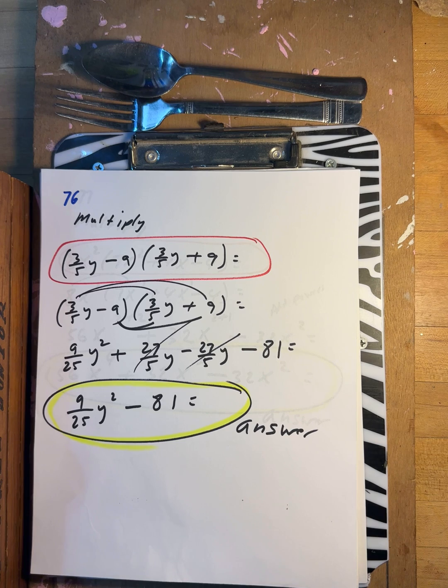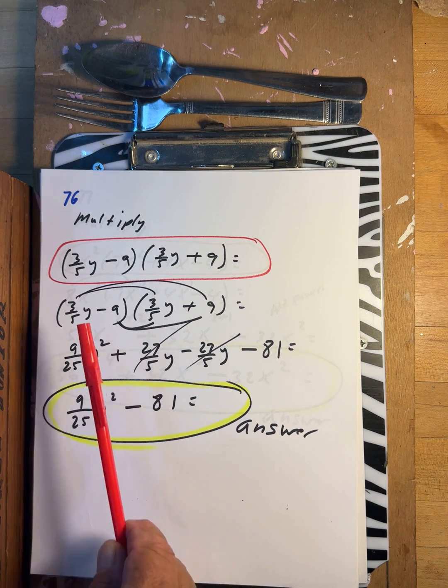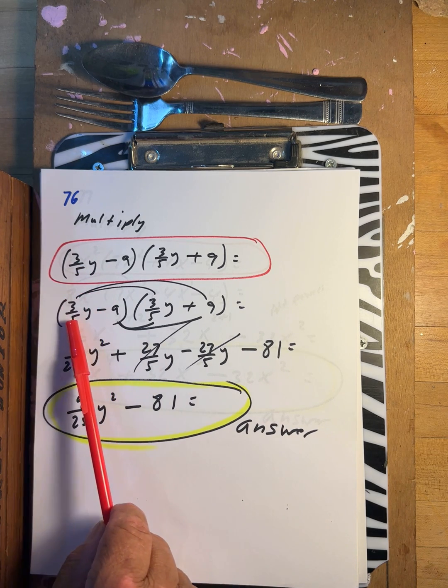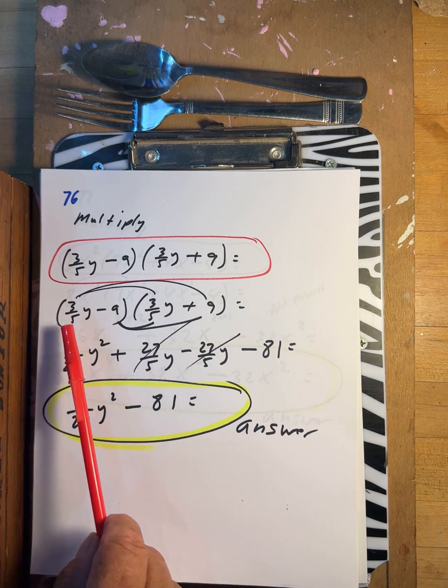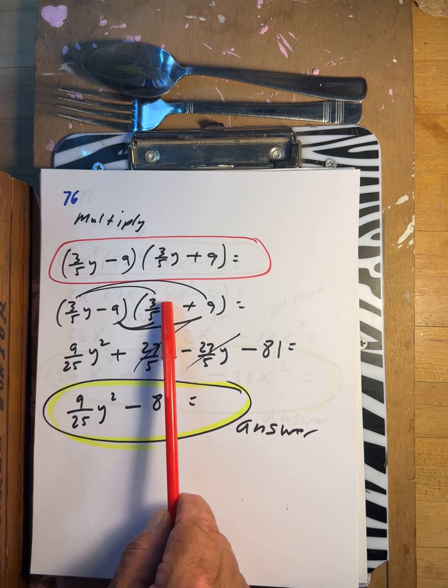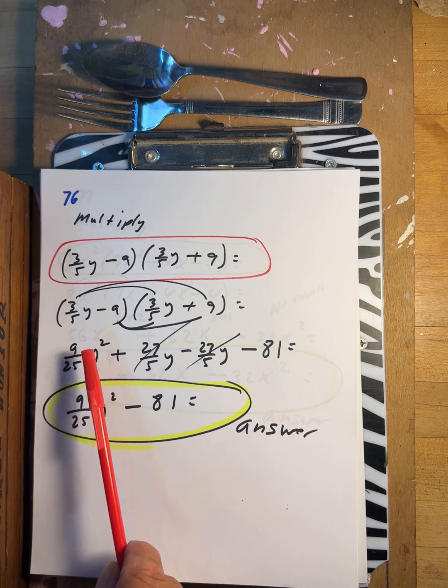Multiply this. Ooh, fractions. That's okay. So we can multiply 3 over 5y times 3 over 5y. So 3 times 3 is 9, 5 times 5 is 25, and y times y is y squared. So 9 over 25y squared.